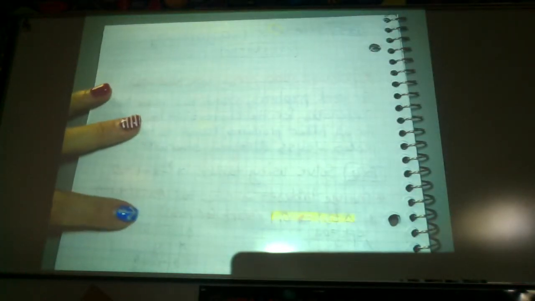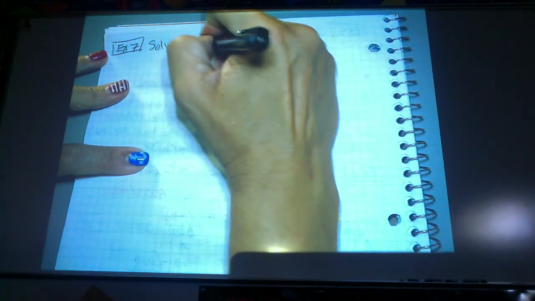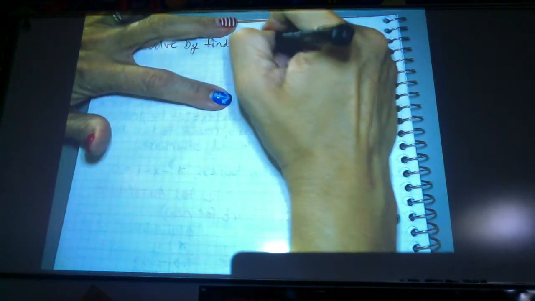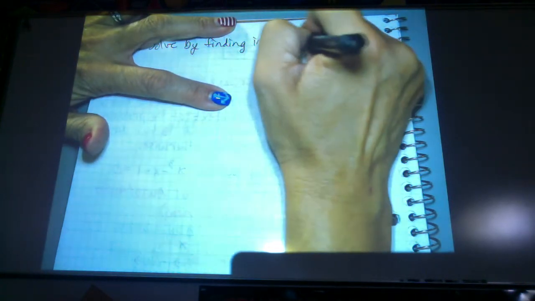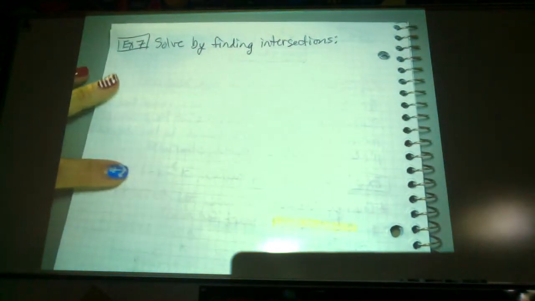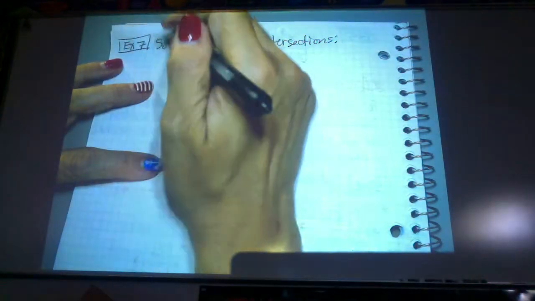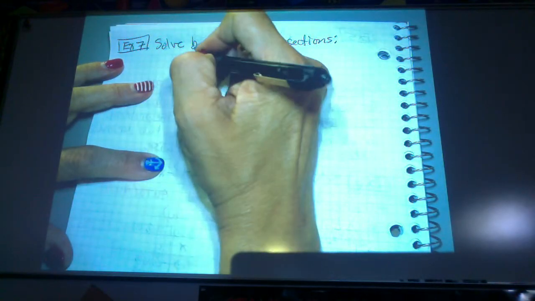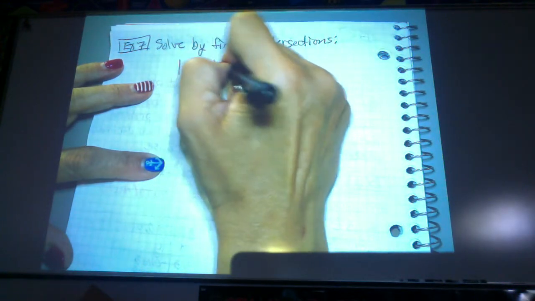All right, so example 7. I don't like how the book wants you to do this, so you're going to do it my way, because I just think it's kind of ridiculous. They're going to ask you to solve by finding intersections. You're not going to do it that way. If you have issues with Math Excel, just screenshot it to me and I want to see what they're asking. So we've got the absolute value of 2x minus 1 equals 6.